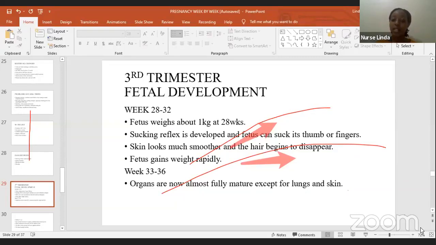And the fetus at this point is gaining so much weight. And that is why at this stage of pregnancy, the woman also gains weight more rapidly than in the first stages of pregnancy. And the baby bump is also growing more rapidly than in the earlier stages of pregnancy. Most of the organs in this trimester are fully mature, except for the lungs and the skin.